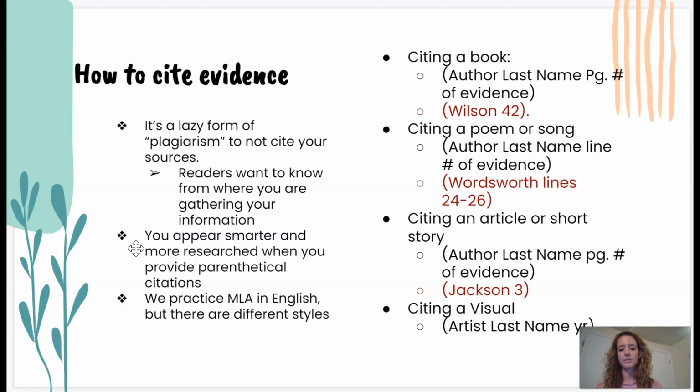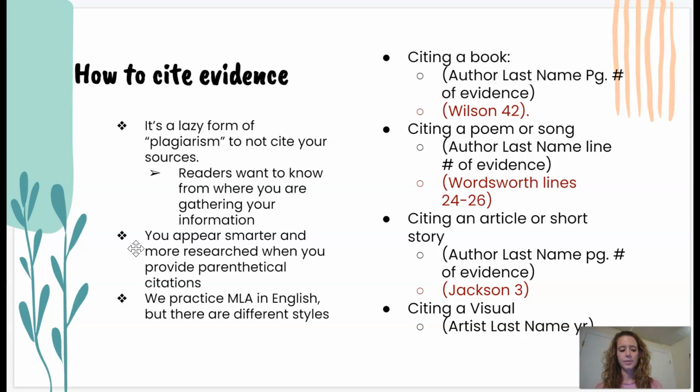In English at Eagle Crest and at a lot of high schools, we practice the format of MLA style, but there are other styles that you'll encounter later in life. We practice MLA. So on the right-hand side here, I have 4 examples of how we cite things.